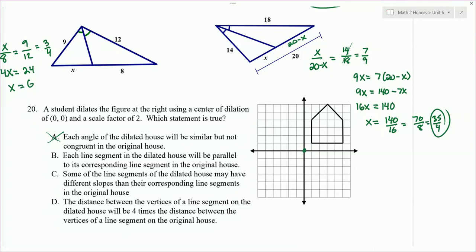And then D, the distance between the vertices of a line segment on the dilated house will be 4 times the distance between the vertices of the line segment of the original house. That's false because we're working with a scale factor of 2. So B is our only true one because it's going to be similar and it's going to be proportional, and when you do a dilation, it doesn't rotate the figure at all.